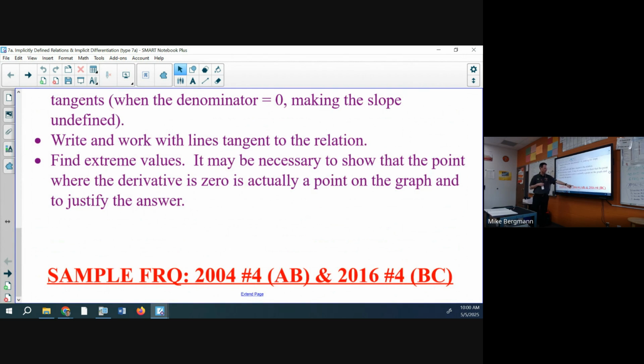2004, number 4 from AB. 2016, number 4 for BC. I'm going to give you guys the 2016, number 4. That's a BC version. Obviously, that's a little bit more applicable for you guys. And you can work on that. Or again, the key for that, the scoring guidelines, are on Canvas. You can go on there if you need. Okay. All right.